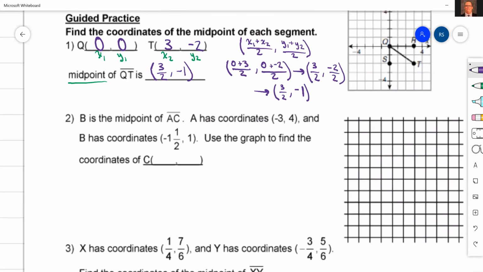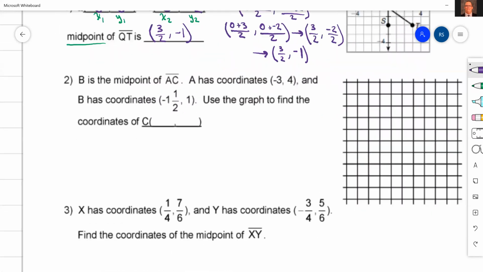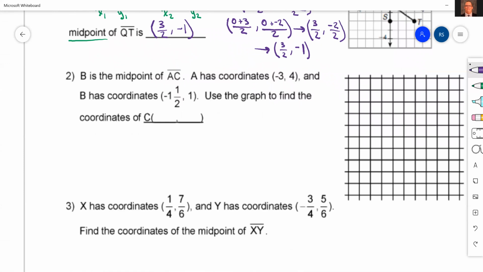Now that's number 1 on the guided practice. Now let's look at number 2. Number 2, they tell us B is in the middle. B is the midpoint. A has coordinates of negative 3, 4. B has coordinates of negative 1.5 and 1. So it said B is the midpoint. That means this is in the middle.